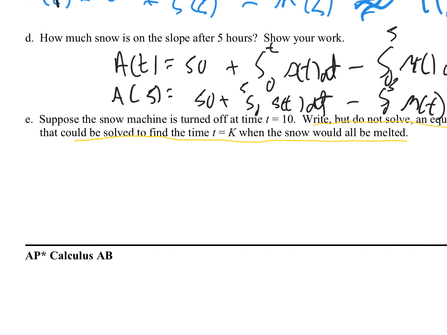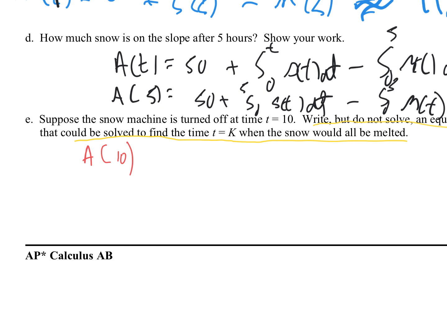We first need to find out how much snow is on the mountain at the 10th hour. Because the machine was working and snow was melting, we do have a value of snow after the 10th hour. Then the machine's going to stop.